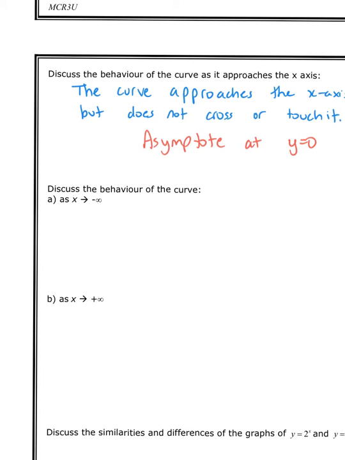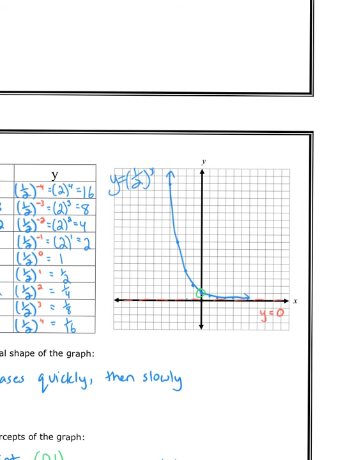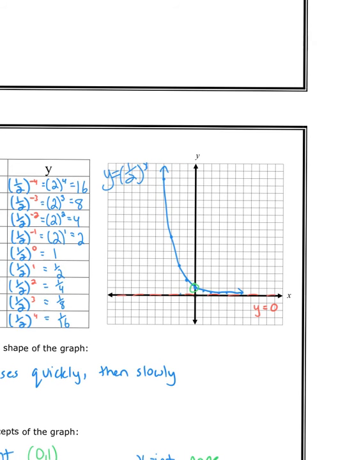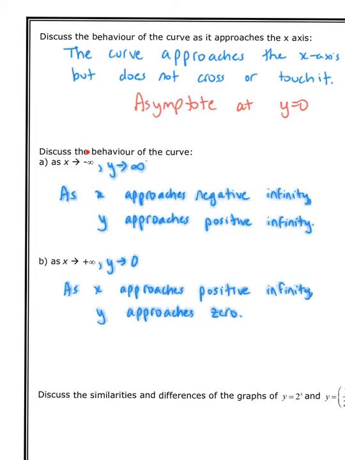So to discuss the end behavior, as x approaches negative infinity and as x approaches positive infinity, let's again look at the graph. So as x approaches negative infinity, meaning as it moves to the left, we see that y approaches positive infinity, and as x approaches positive infinity, saying it's moving to the right, y is approaching 0. So I've written that here, first in mathematical notation, and then using words. As x approaches negative infinity, y approaches positive infinity, and as x approaches positive infinity, y approaches 0.